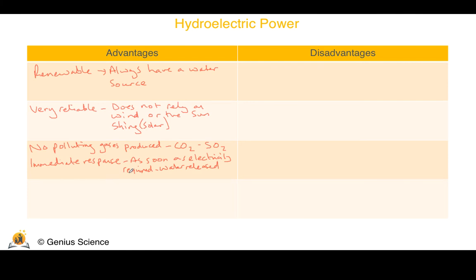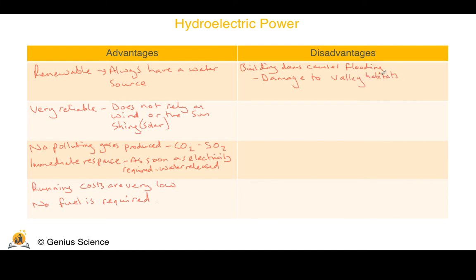And our last advantage, running costs are very low and no fuel is required to produce hydroelectric power. Now for our disadvantages, and the first disadvantage of hydroelectric power is that building dams that hold the water up at a height causes flooding. And this can cause damage to valley habitats and villages. And in some cases, these villages may need to be destroyed.